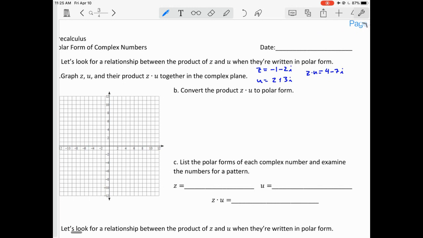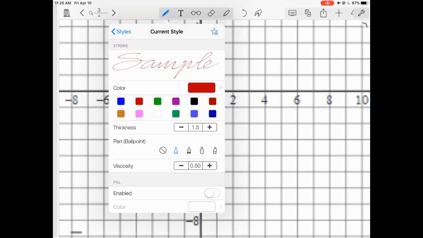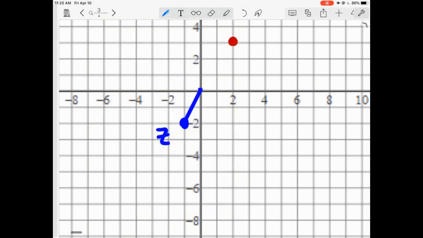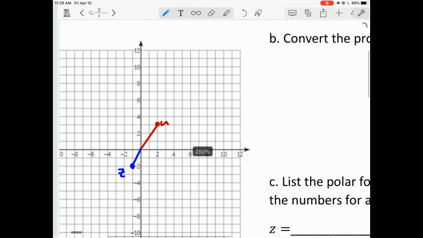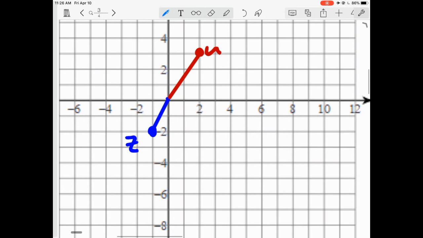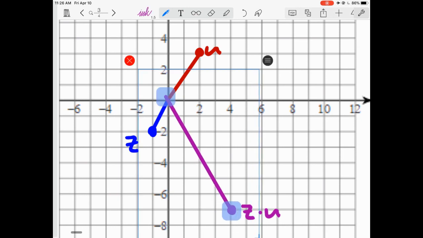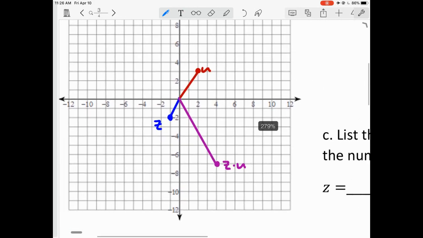So let's graph all of these together. Z is negative 1 minus 2i. U is 2 plus 3i. And z times u, we found up here, is 4 minus 7i. So 4 and then negative 7i. Graphically, it might be hard to see a relationship right here, just looking at it so far.